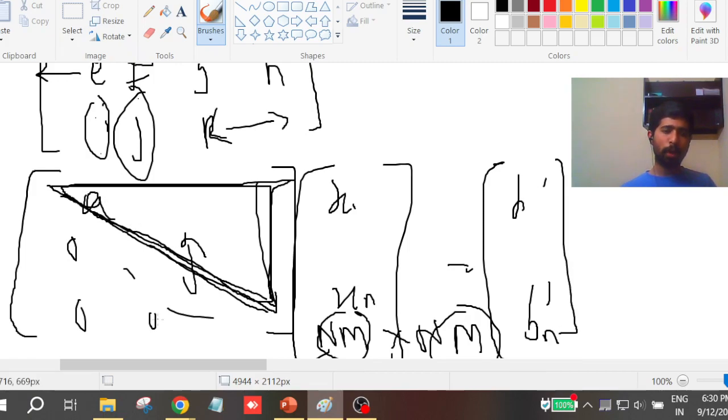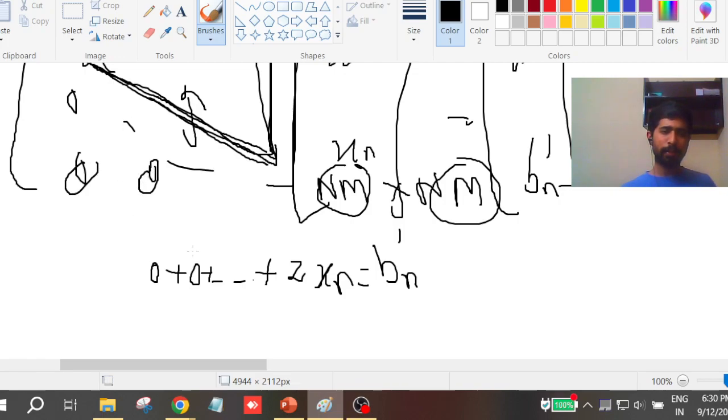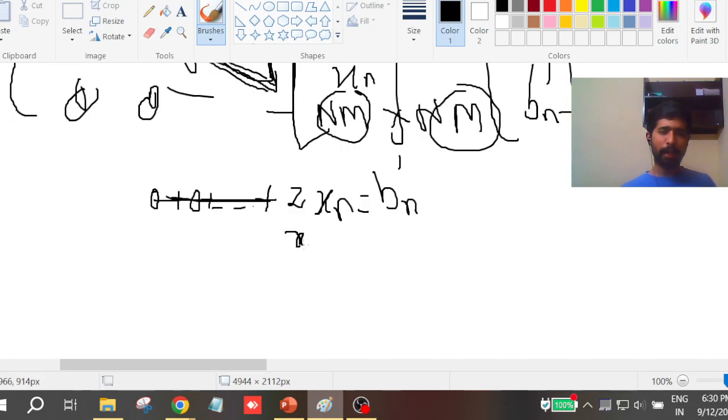What will happen is that you can clearly see 0 into x1 plus 0 into x2 plus so on, 0 into xn minus 1, plus something, and the last element, which I'll call say zn, into xn will be equal to bn dash. Since we have come up with the zeros, everything became zero here, so I need not worry about this. So directly I can calculate xn equal to bn dash divided by zn. This is called back substitution.